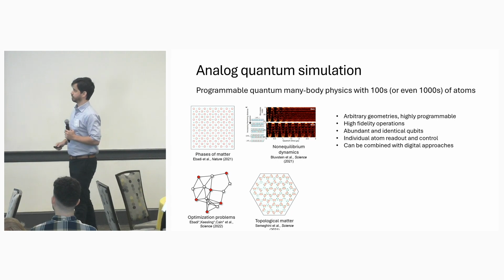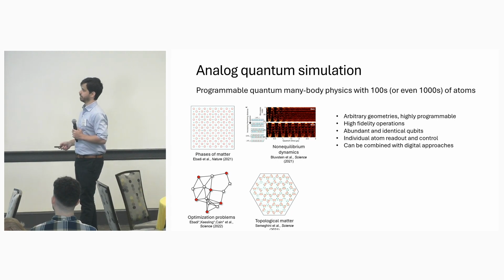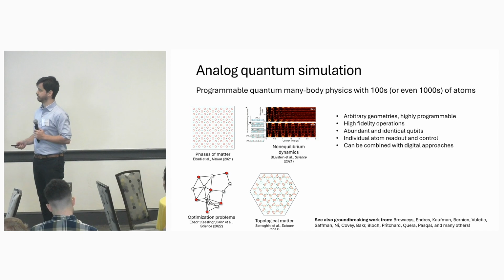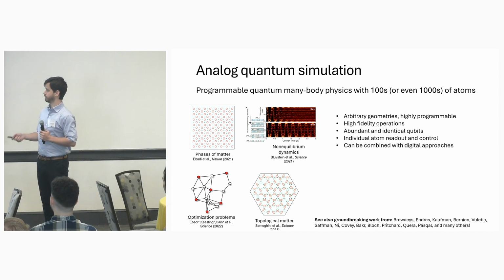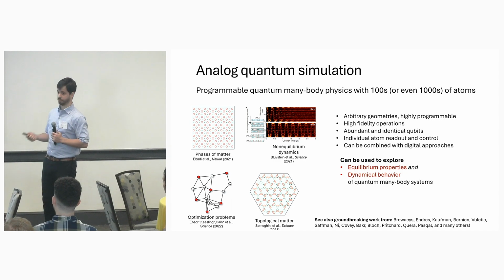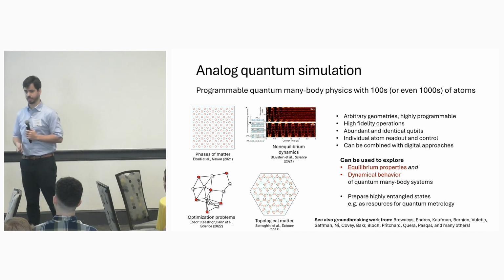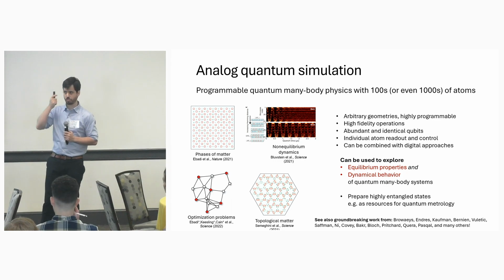And Trond has also shown nicely this analog-digital approach. So these analog systems are very powerful, but they can also be used in conjunction with some digital approaches. So there's a lot of opportunities still working with these analog systems, looking at both equilibrium and dynamical behavior of quantum many-body systems, and people have also used them to prepare highly entangled states, for instance, as resources for quantum metrology.